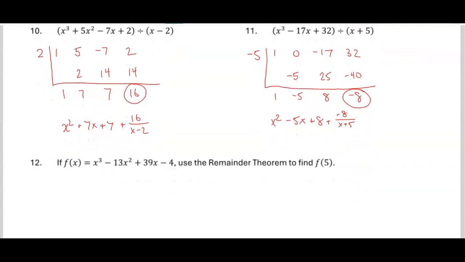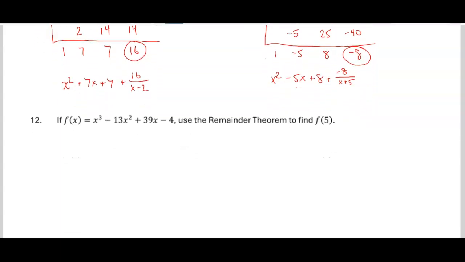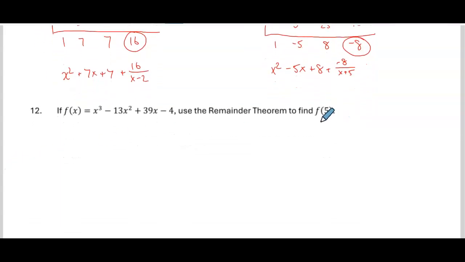was remainder theorem. Okay, so we do the same process. We use this number in a synthetic division. And whatever we get at the end, the remainder, is what we'll say f of 5 equals. That's the remainder theorem. And so let's put these in. We have 1, we have negative 13, we have 39, and negative 4.